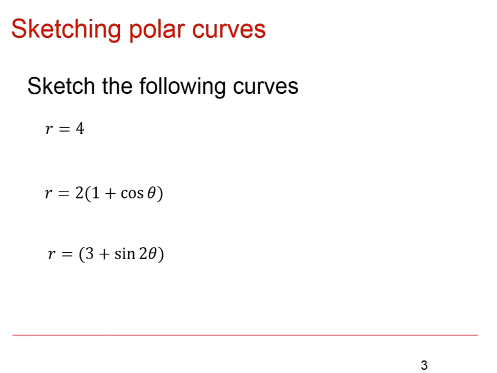Okay, so we're going to look at these three curves here. We're going to look at the curve of r equals 4, the curve of r equals 2 times (1 plus cos theta), and the curve of r equals 3 plus sine 2 theta. What I'd like you to do now is pause the video and just have a little think about these three curves and what shape and what kind of behaviour you might expect from them.